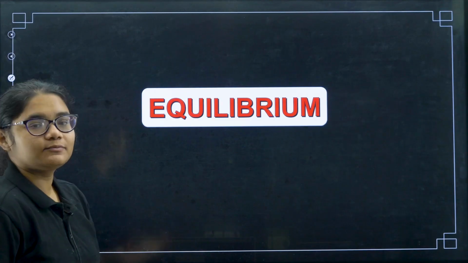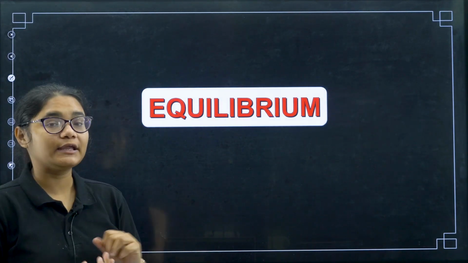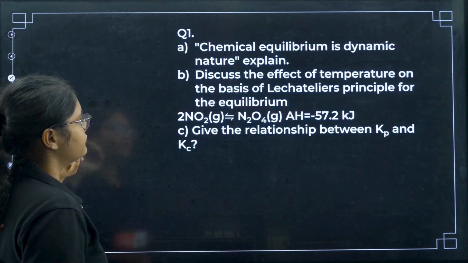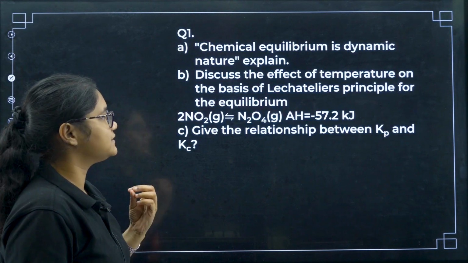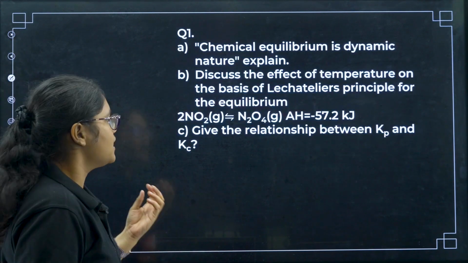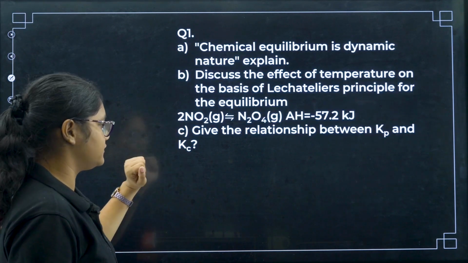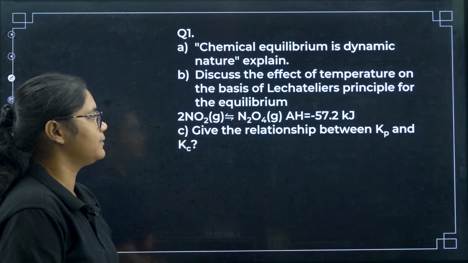Okay, let us move to the next chapter, that is equilibrium. So in equilibrium we will solve certain questions. The first one: chemical equilibrium is dynamic in nature, explain. Now discuss the effect of temperature, that is Le Chatelier's principle, on this reaction. Give the relationship between Kp and Kc.